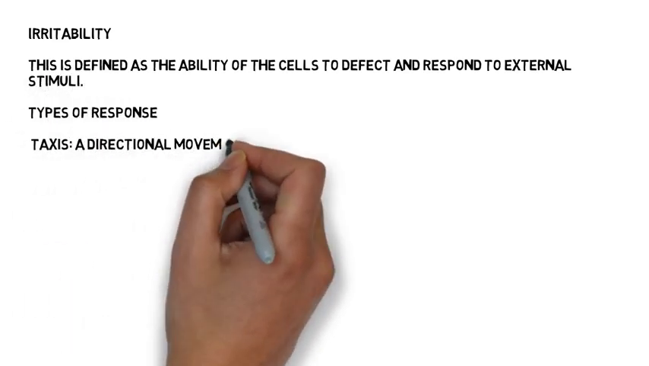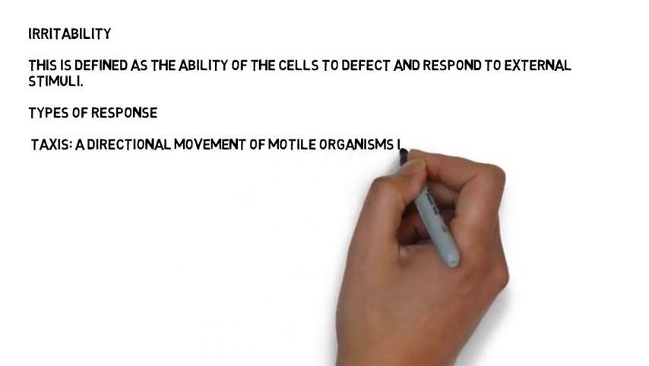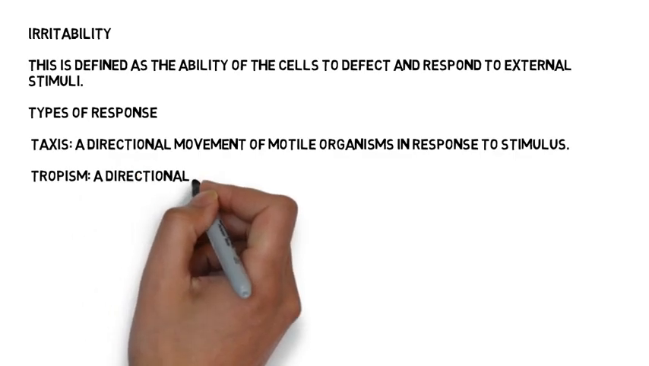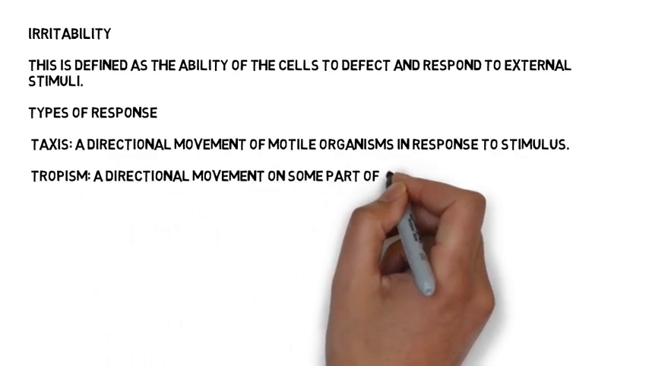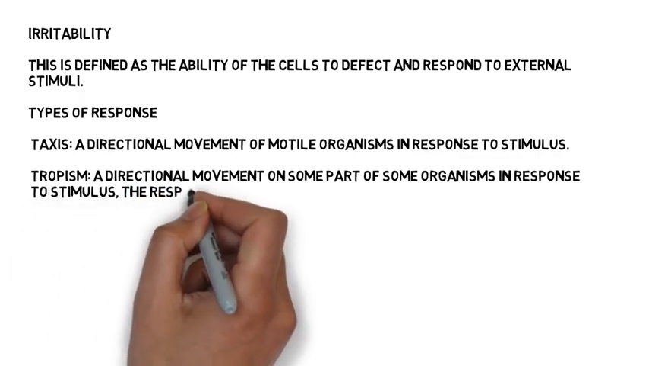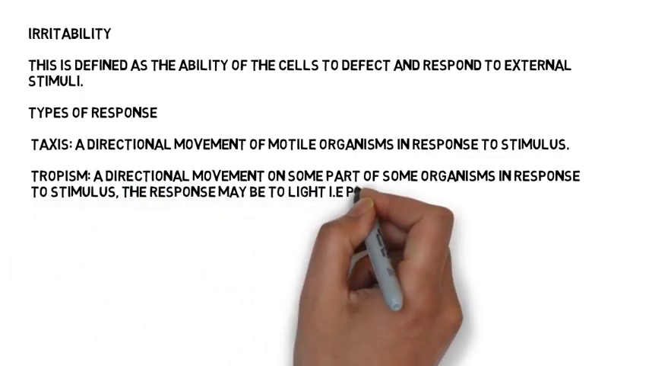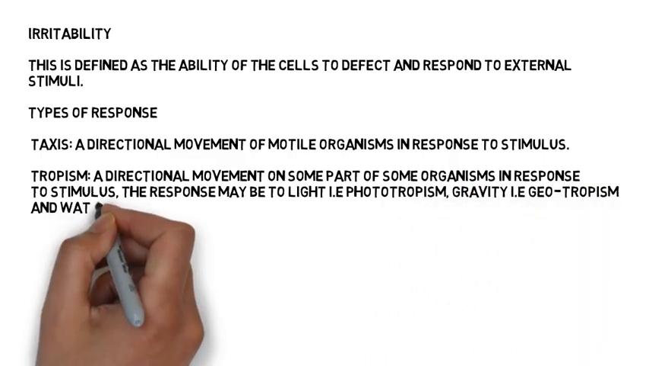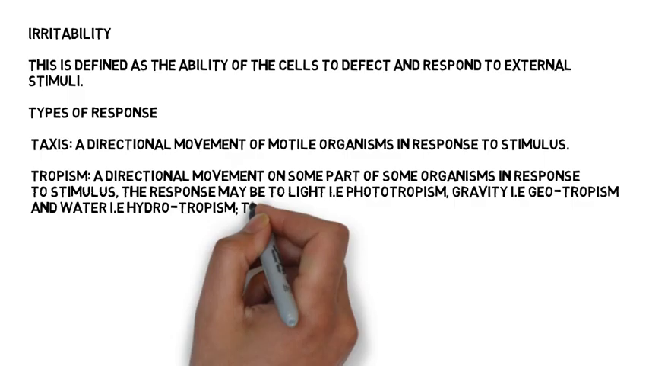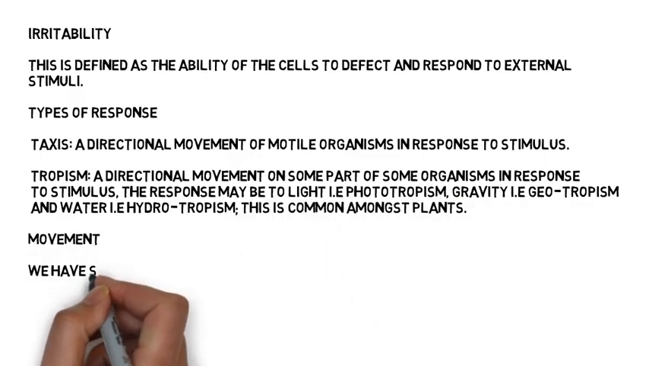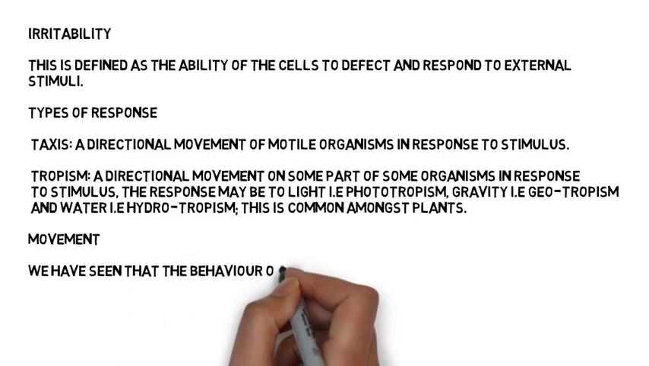Types of response: 1. Taxis, a directional movement of motile organisms in response to stimulus. 2. Tropism, a directional movement of some parts of organisms in response to stimulus. The response may be to light, that is phototropism, gravity, that is geotropism, and water, that is hydrotropism. This is common amongst plants.